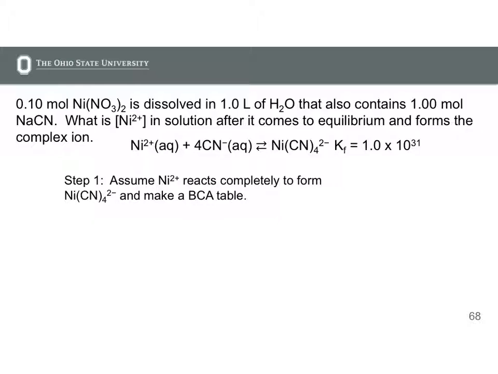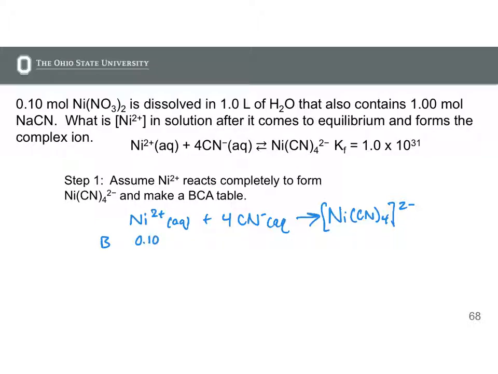First thing, assume that the nickel reacts completely to form the complex ion. So I'm just going to rewrite the equation to represent the assumption. Ni2+ plus 4CN- is going to form the complex ion. Now we're going to use a reaction table or a BCA table. Our before moles: we're going to have 0.1 moles of nickel given in the problem. We have available to us 1 mole of CN-, so we have 1 mole of NaCN, which is going to completely dissociate. And initially, in our before line, we have 0 of the complex ion.